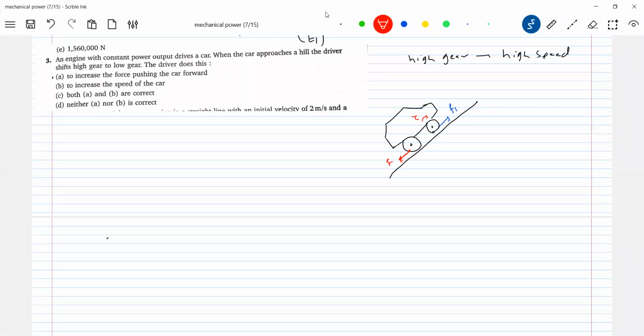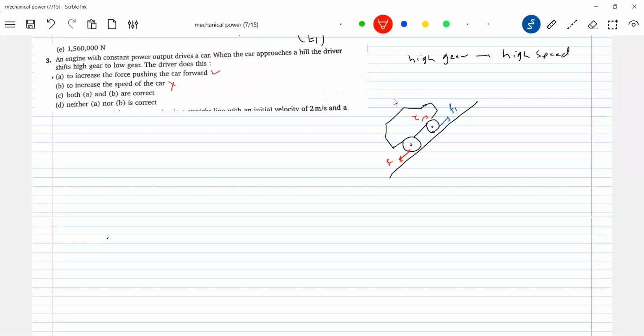So definitely speed will be decreasing. Speed will be decreasing. So to increase the speed of the car, this is ruled out; the aim is to increase the force pushing the car forward altogether. So you have to pick up this one. So that is the one basic background.